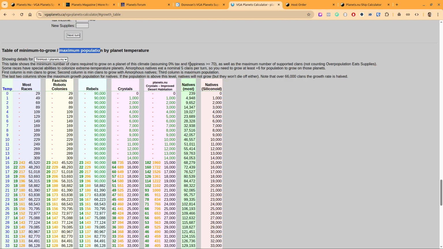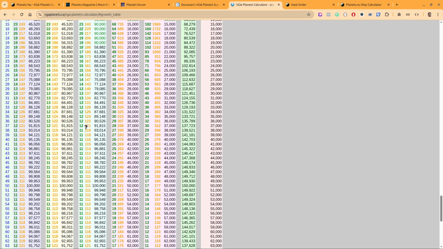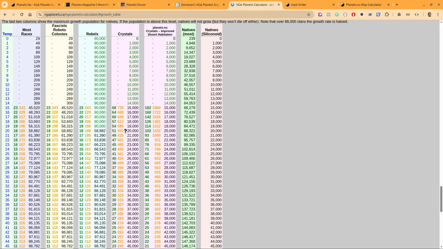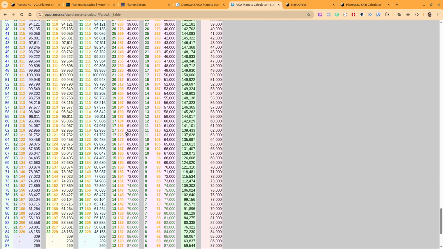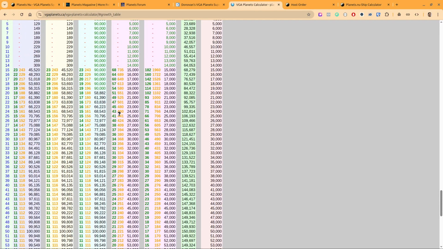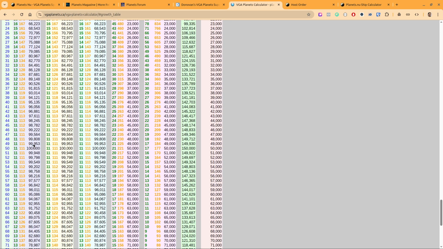So let's take the rebels. If you see, rebels like icy planets, yeah, they can sustain on those. So first of all, okay, 50° is the sweet spot for almost every race where they grow as much as possible. There are exceptions. For example, the crystals, their sweet spot is 100°. Yeah, so here they can support up to 10 million colonists, whereas all the other races, their sweet spot is at 50°.